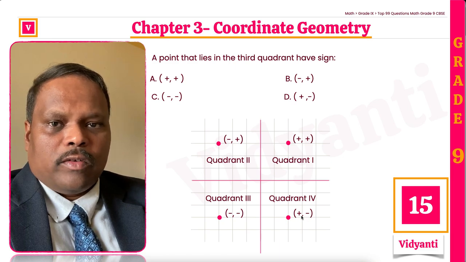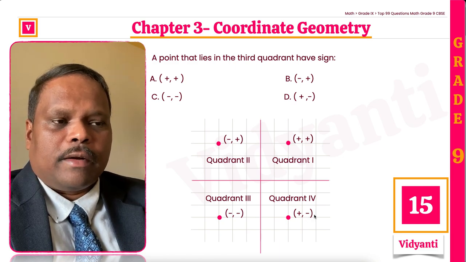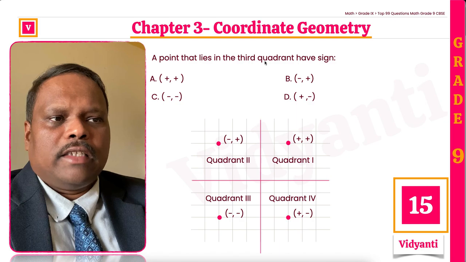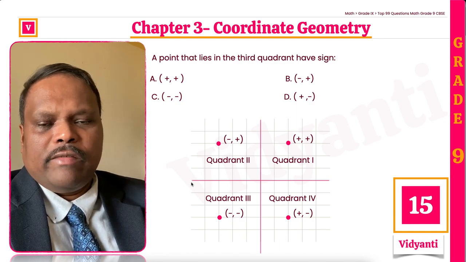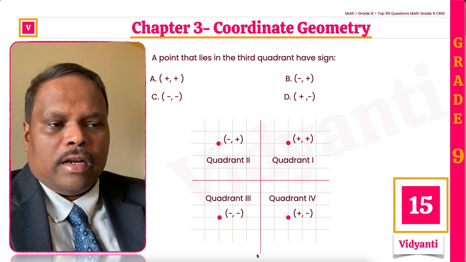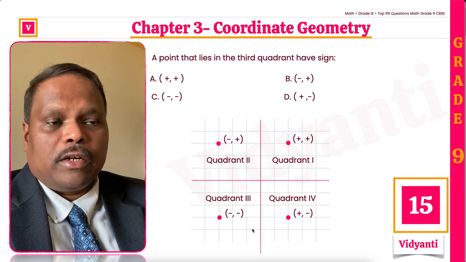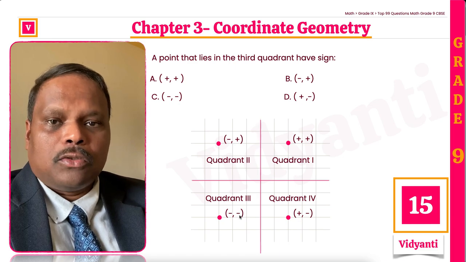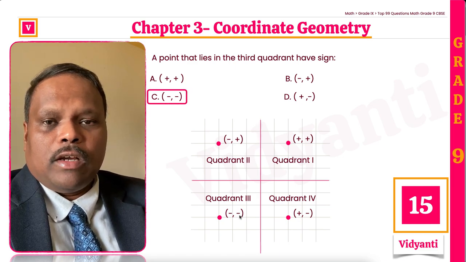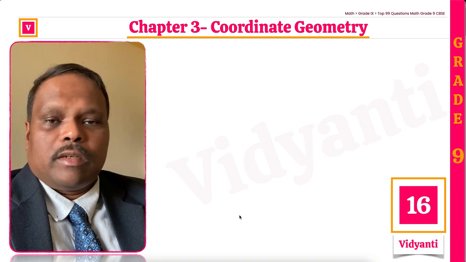Remember, x is always first, y is always second. So what is the question? A point that lies in the third quadrant. Well, both numbers are negative because it lies on the left, which is negative, and it lies downward, that is also negative. So x-axis wise it is negative, y-axis wise also it is negative. So the answer will be option C. Let's go to question number 16.